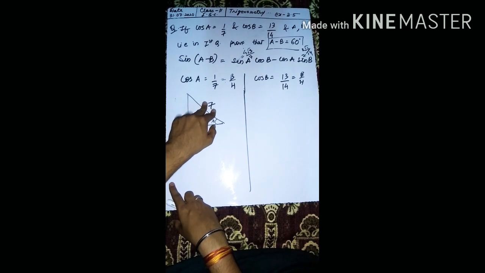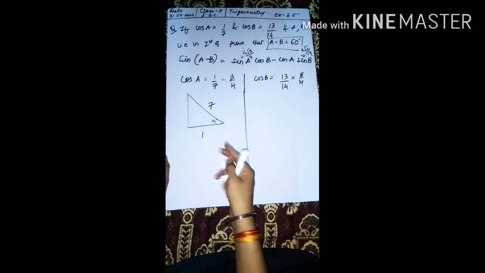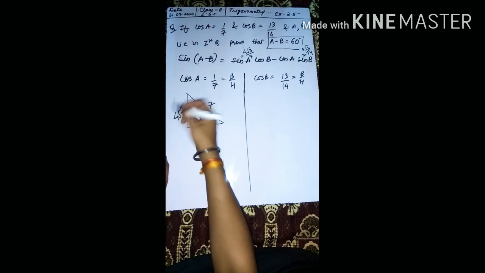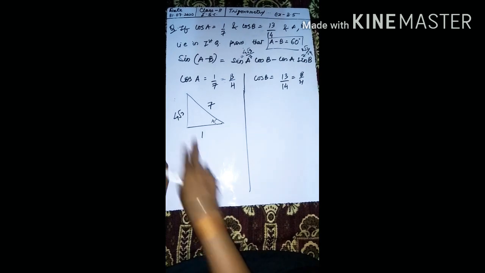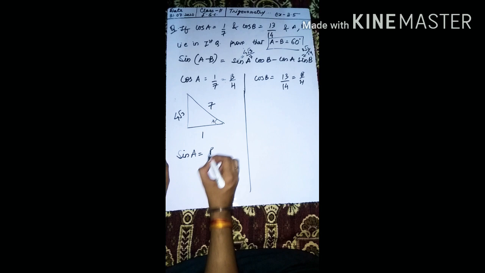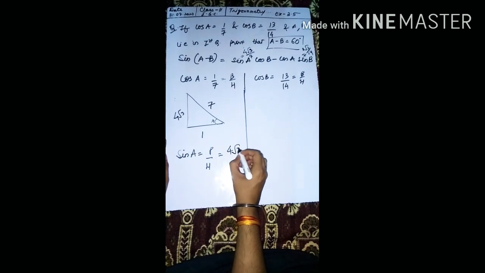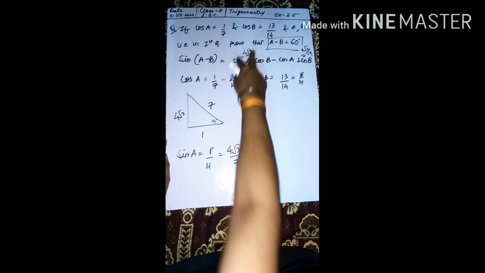Hypotenuse 7 square, 49 minus 1, 48, under root of 48. And we know what is under root of 48. We just now found that it is 4 root 3. So I'm directly writing 4 root 3. You need to just show this by the Pythagoras theorem. We found this one. And what do we need? Sin A. Sin A is perpendicular upon hypotenuse. So perpendicular is 4 root 3 upon hypotenuse. So we got sin A as 4 root 3 upon 7.